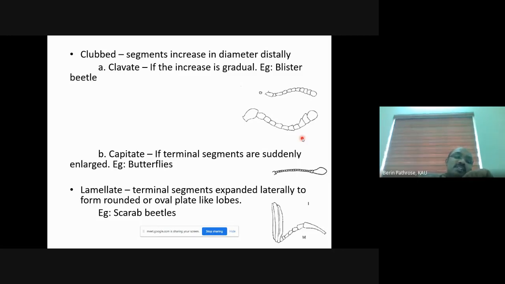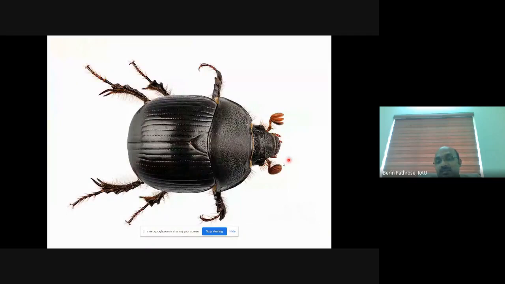And the next modification is lamellate antenna. In lamellate antenna, the last segments are enlarged. But the difference between capitate antenna and lamellate antenna is that the segments are expanded laterally towards one side. See, here the size of the segments enlarges uniformly to both the sides. But here the segments are expanded laterally to form rounded or oval plate-like lobes. I will show the picture, then it will be clear.